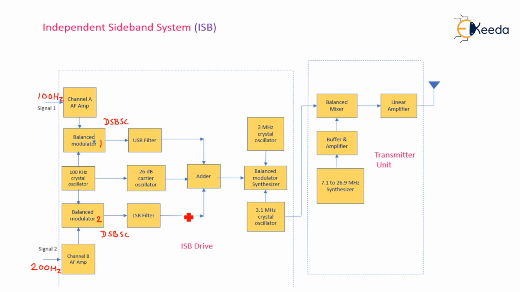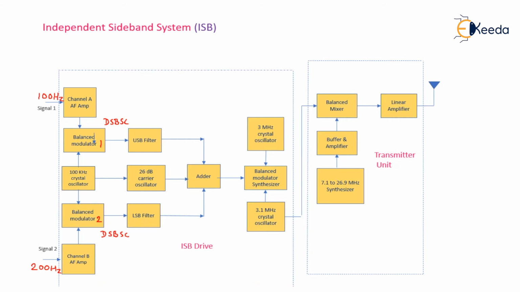So it is coupled to the adder. The third input to the adder is derived from the 100 kHz crystal oscillator frequency. Here there is a 26 dB carrier oscillator, which means the 100 kHz frequency is attenuated by 26 dB. This is actually called the pilot carrier frequency. The pilot carrier frequency will remain present along with the information up to the receiving end, and this will improve the quality of the received signal.